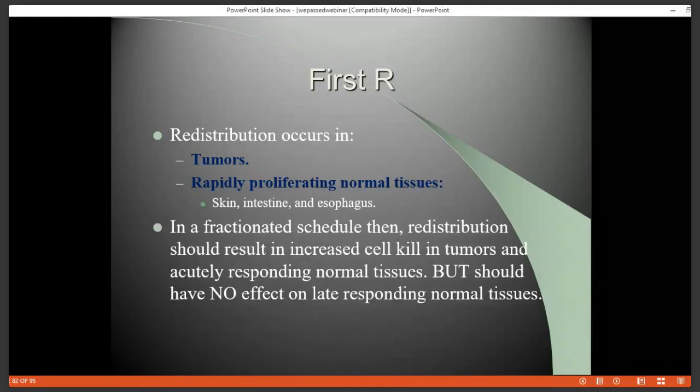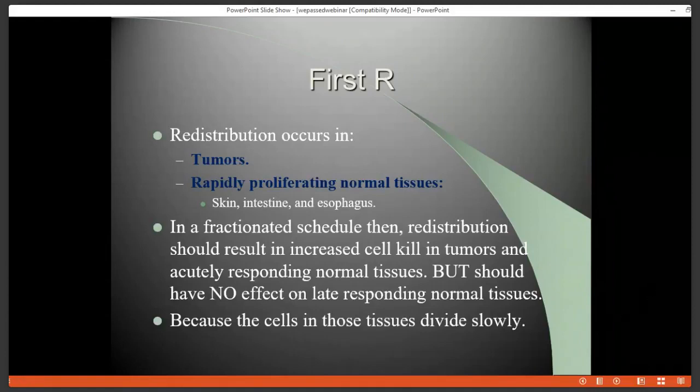In a fractionated schedule, then, redistribution should result in increased cell kill in tumors, which is a good thing, and in acutely responding normal tissue, which is not such a good thing, but should have no effect on late responding normal tissues. And the reason why is because we give a sublethal dose each day. So the late responding tissue should be okay here, should have no effect on them because they're not moving through the cell cycle. Because the cells in those tissues, of course, divide so much more slowly compared to tumors with rapidly proliferating normal tissue.